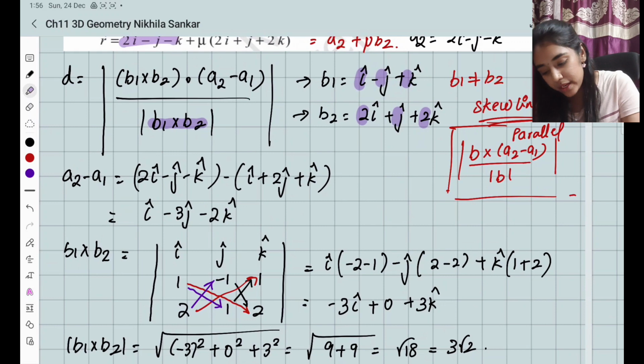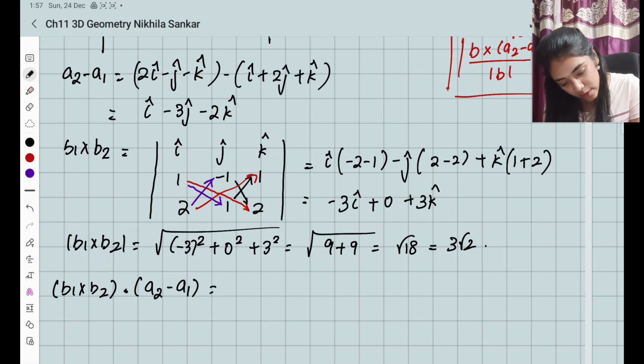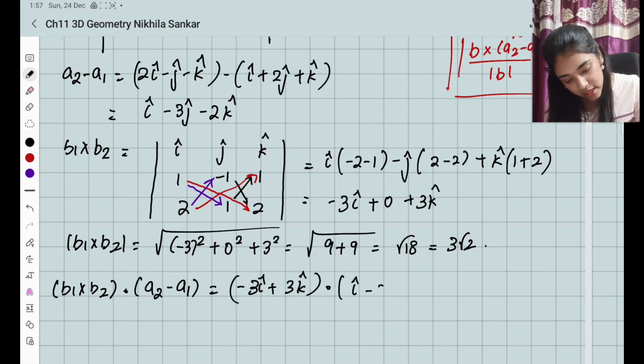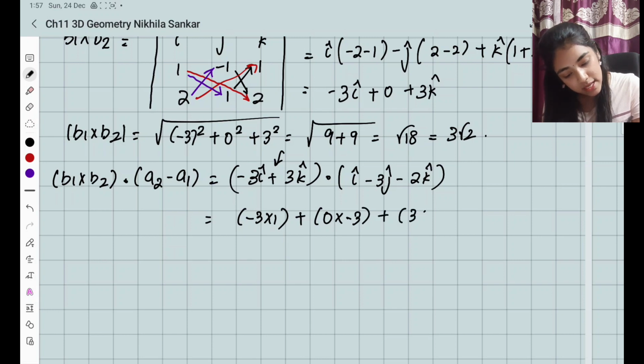Okay. Now for the numerator I have to find the dot product of B1 cross B2 with A2 minus A1. So let me find that. B1 cross B2 is minus 3I plus 3K, dot product with I minus 3J minus 2K. Understood? This is A2 minus A1. So when I take the dot product, I have minus 3 into 1, plus, there is no J here, so 0 into minus 3, plus 3 into minus 2. So this is going to be minus 3 plus 0 minus 6, which is minus 9.